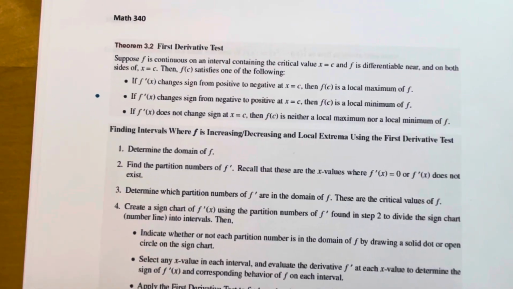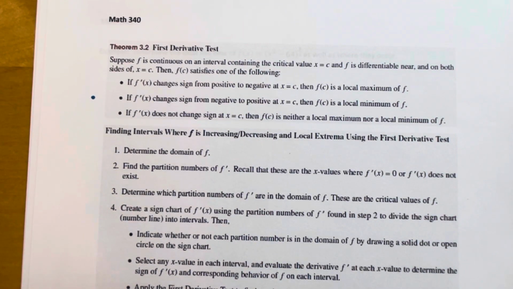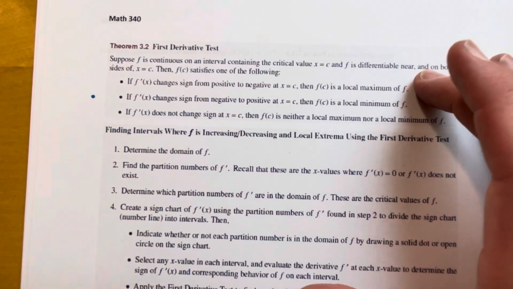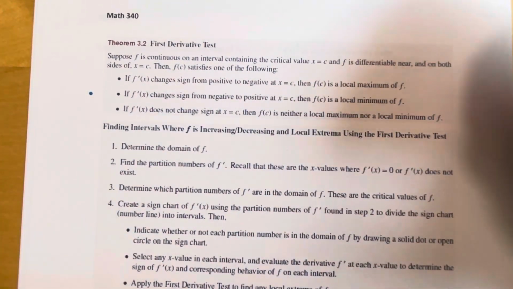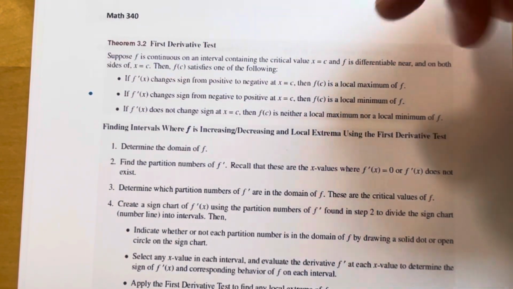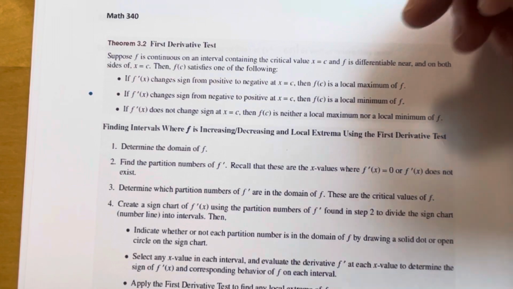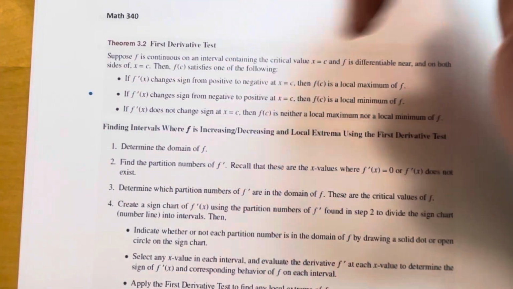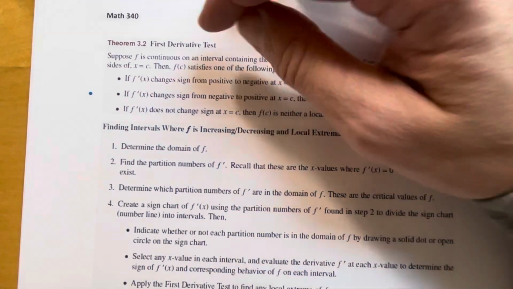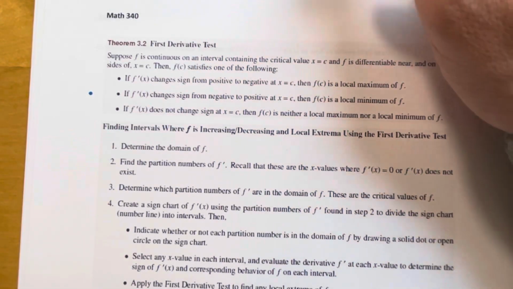So the concepts we've talked about up until this point lead to something that we call the first derivative test. And it's a test for extrema, using those critical numbers. So here's how the test works. Suppose f is continuous on some interval containing the critical value x equals c. And suppose also that f is differentiable near c, on both sides of x equals c. Then f of c satisfies one of the following.